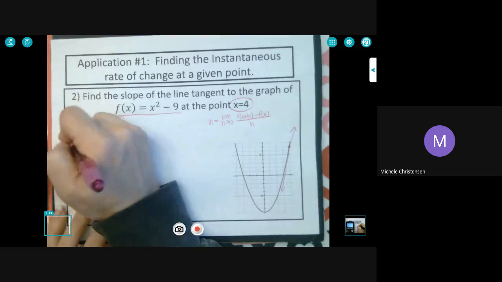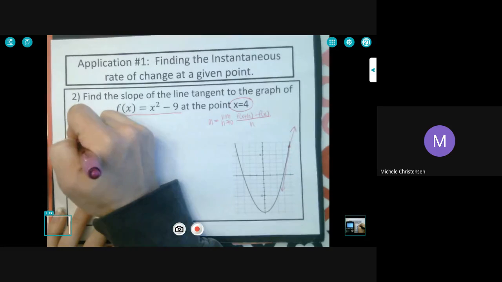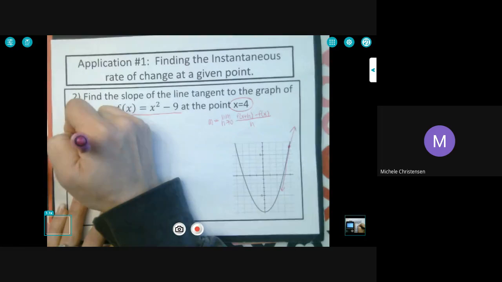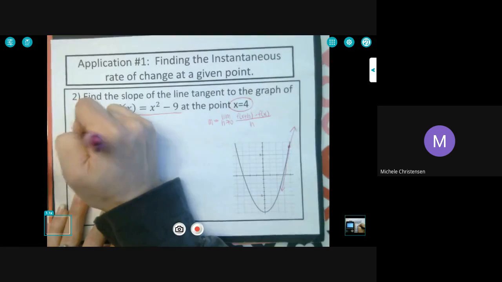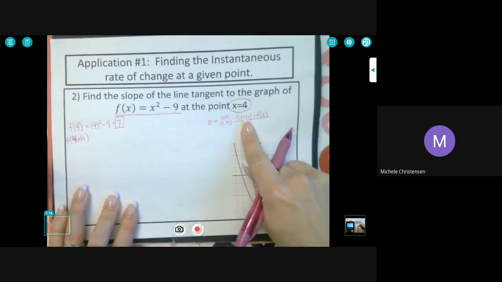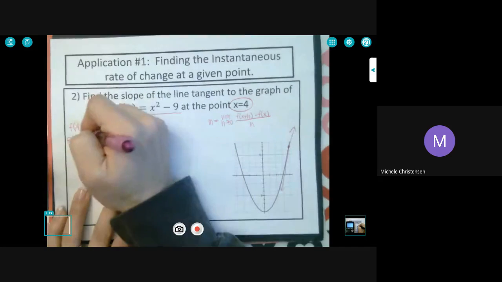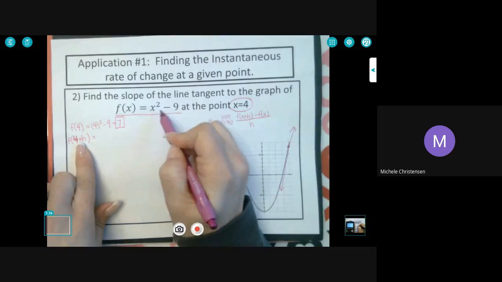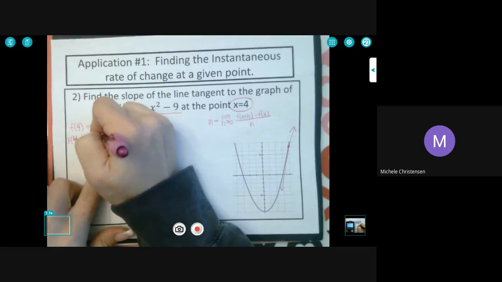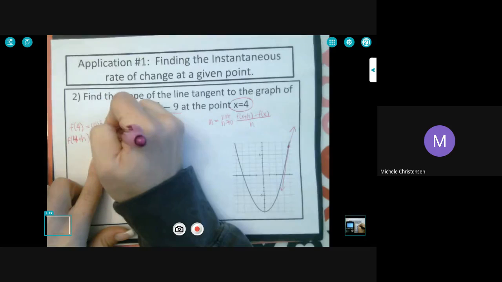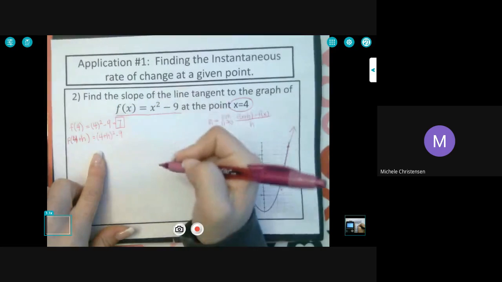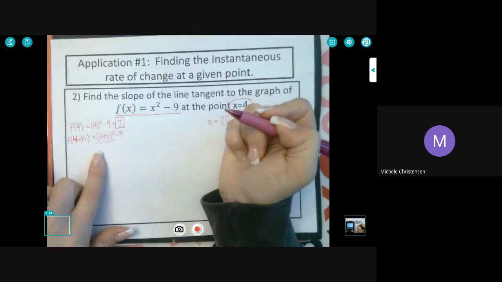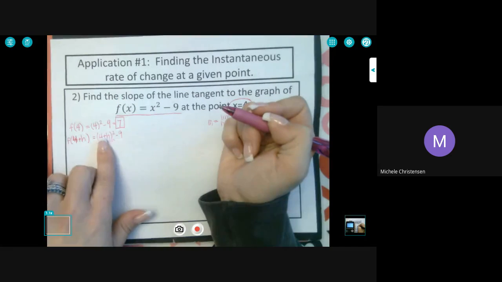Now we'll do f of, well, not x, because we have a specific x value. It's 4. F of 4 plus h. That's for this component. So that means we're taking 4 plus h and plugging it into our function. So we're going to have to do (4 plus h) squared minus 9. This component here needs to be FOILed. Do not just square each individual term.